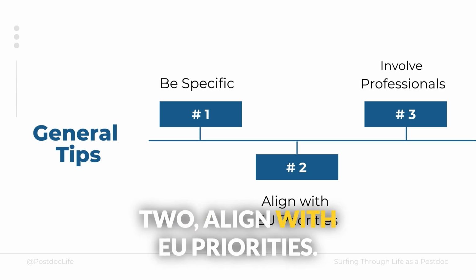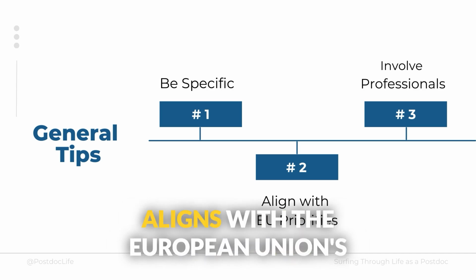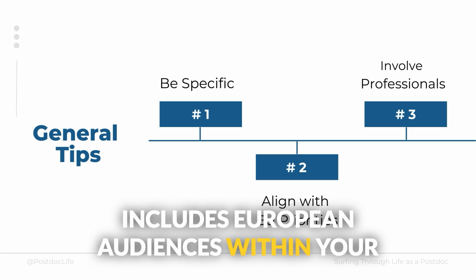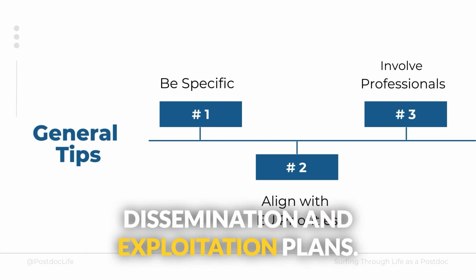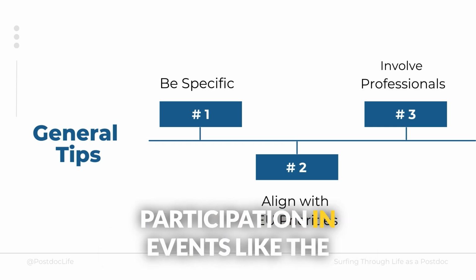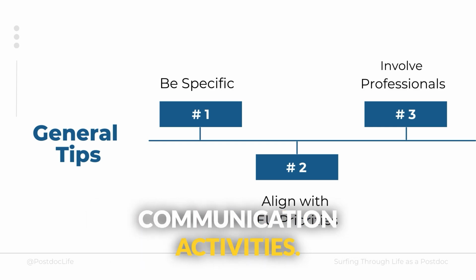2. Align with EU priorities. Ensure that your dissemination plan aligns with the European Union's priorities and policies, as well as includes European audiences within your dissemination and exploitation plans. It is generally advisable to include participation in events like the European Researchers' Night as one of the communication activities.